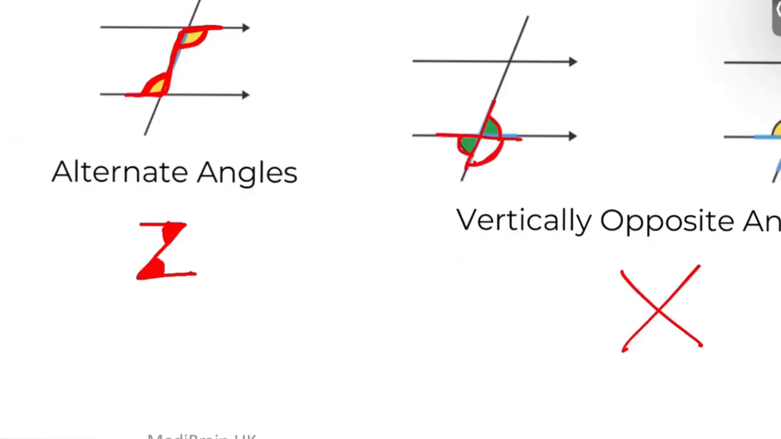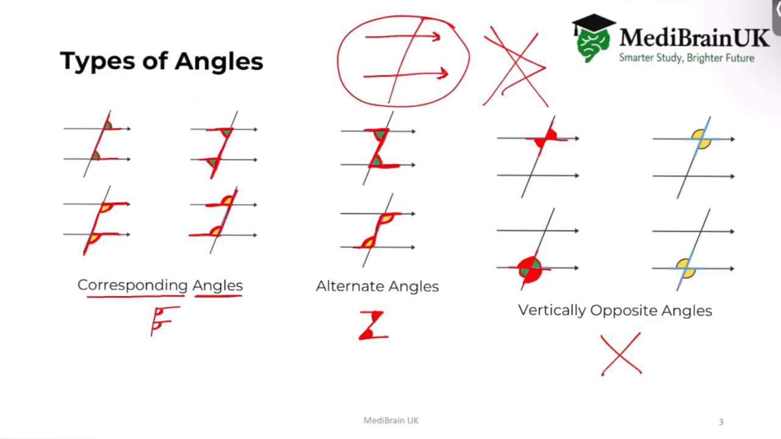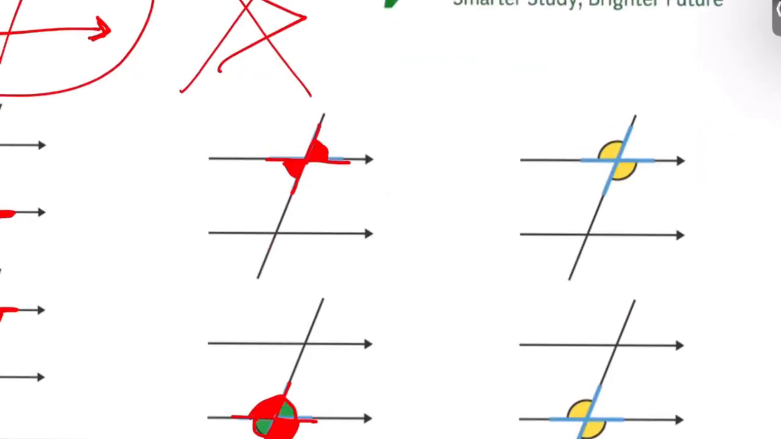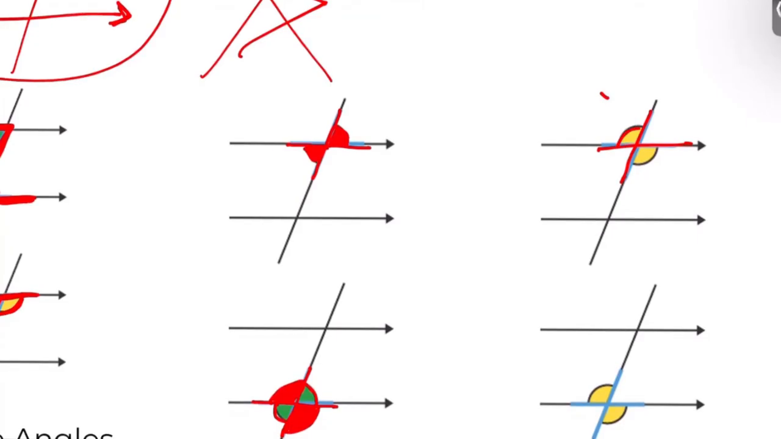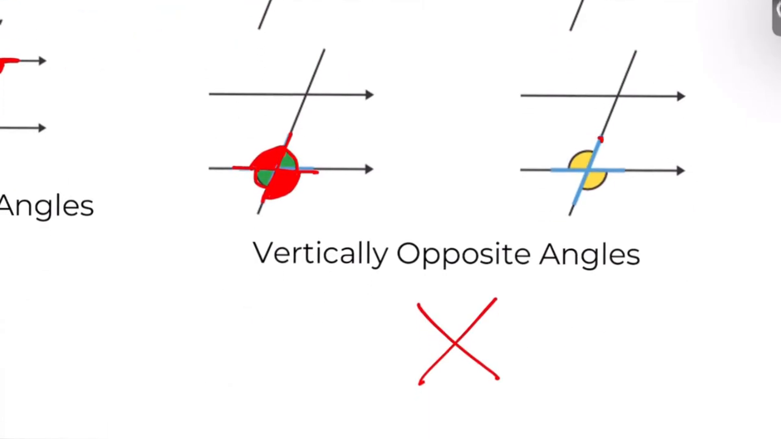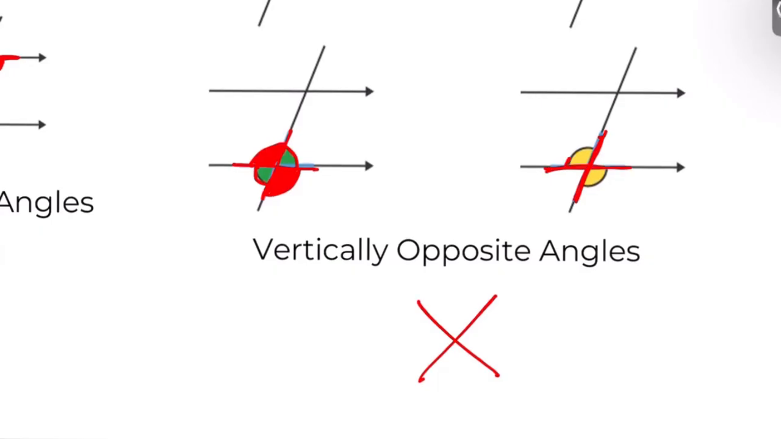Even these angles, the ones that I've colored in red, are going to be equal to each other. So the opposite angles are going to be equal to each other. That's what vertically opposite means. As you can see, we have another X over here, and the opposite angles in an X are going to be equal. So opposite angles within the X are equal.